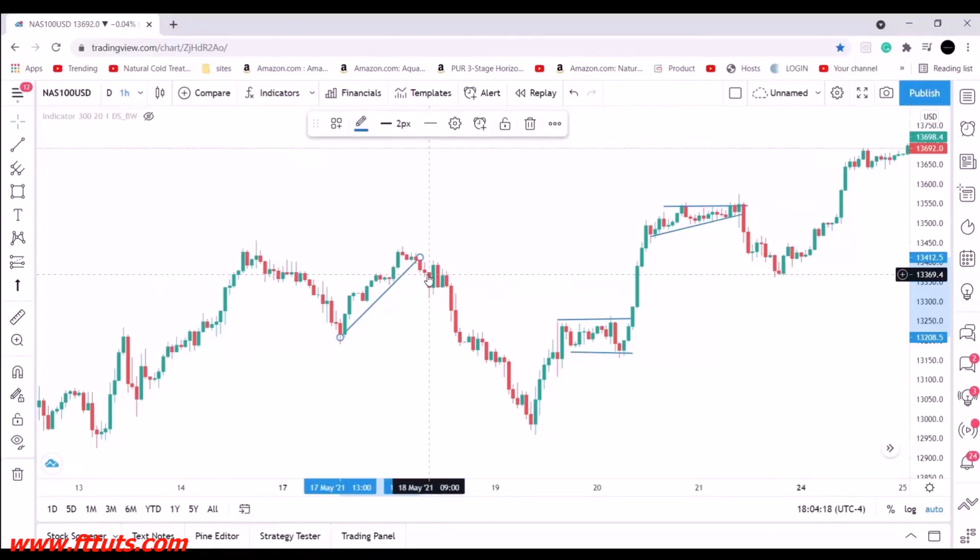You want to wait for that breakout to happen first, and then wait for that pullback. Okay, so that is the strategy, and I want you guys to understand this because this is very, very powerful. Okay, so let me show you guys another.